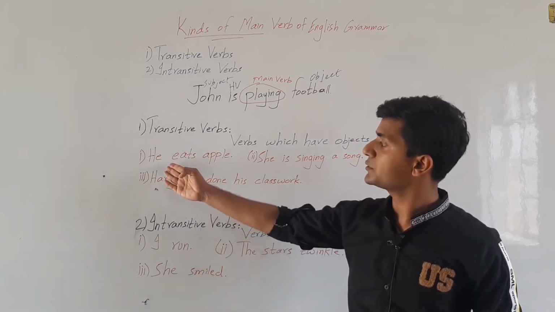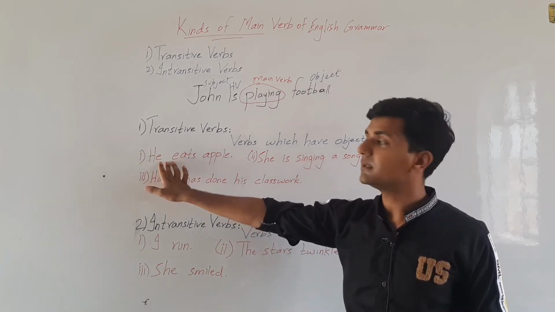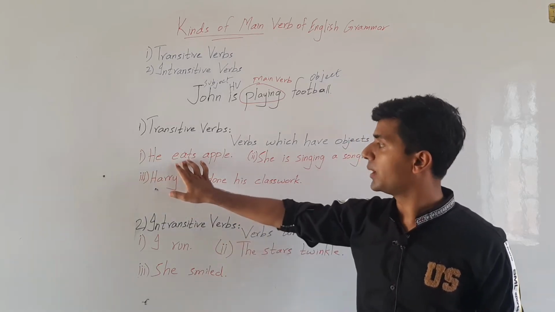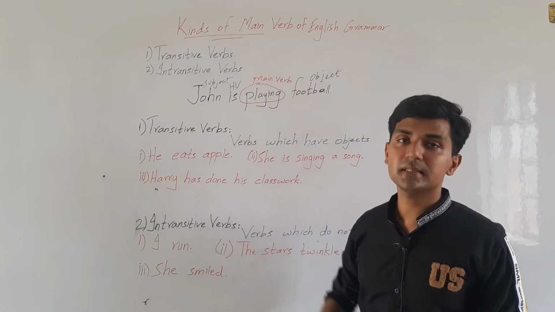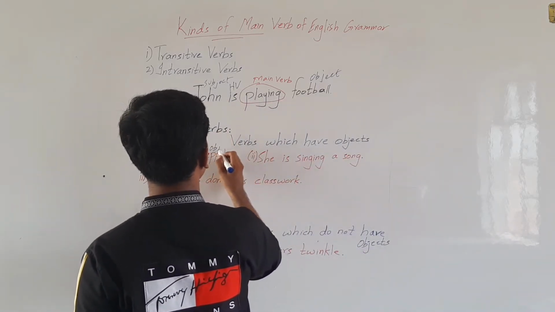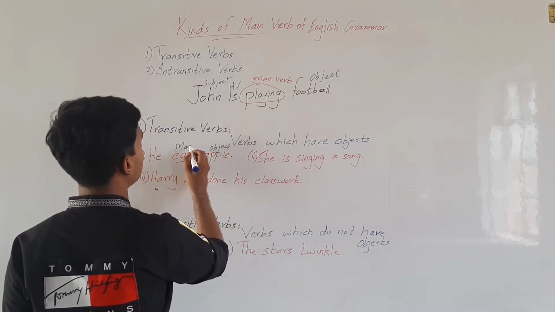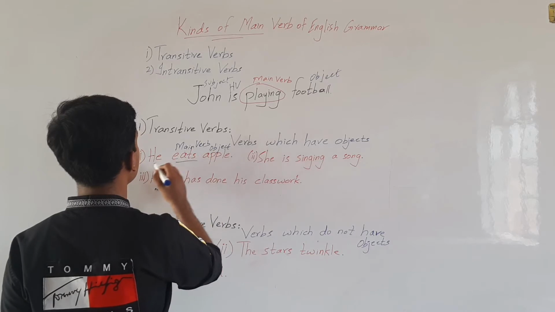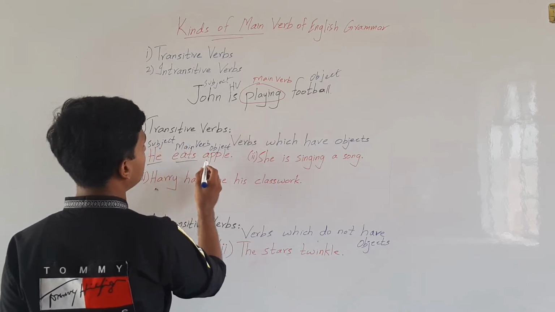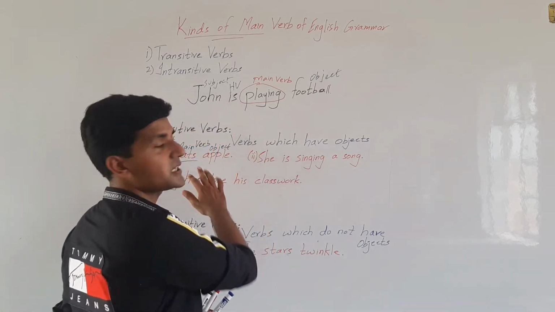Here I give you an example: he eats apple. In this sentence, he is the subject, eats is the main verb, and apple is the object. So we found that it has an object, so it is a transitive verb.